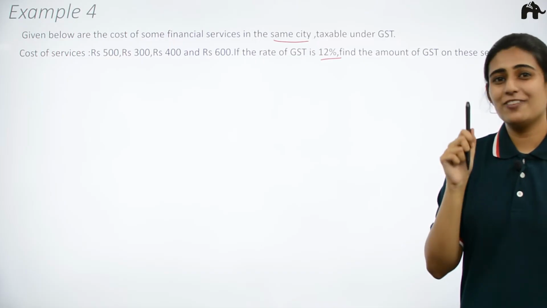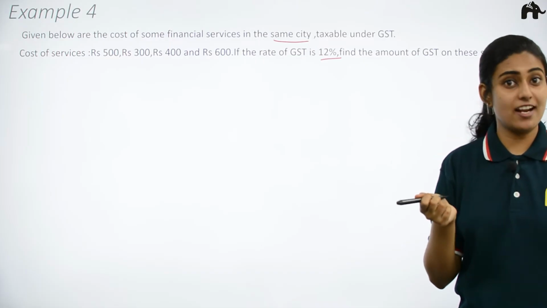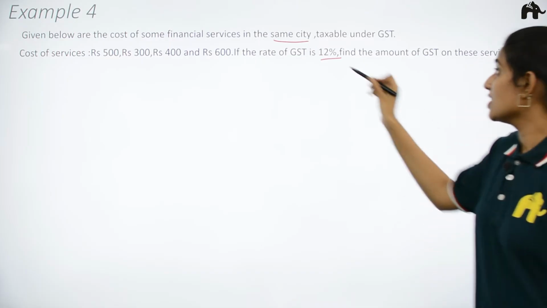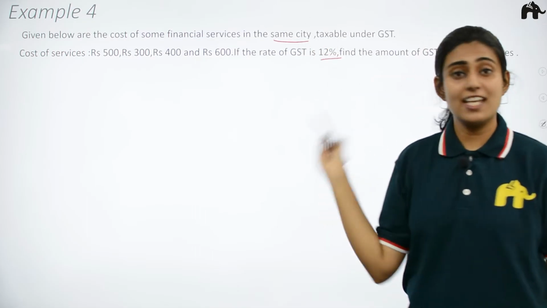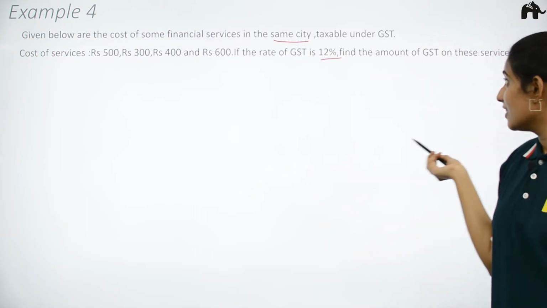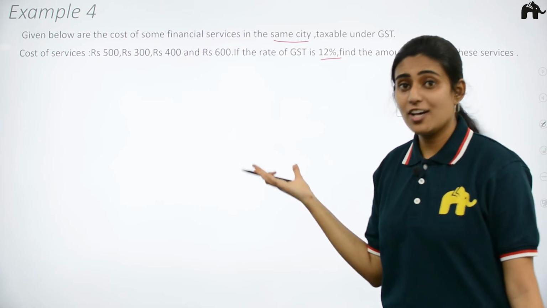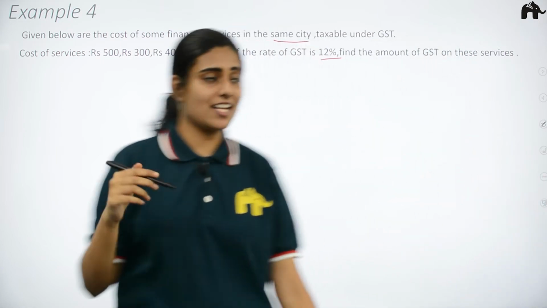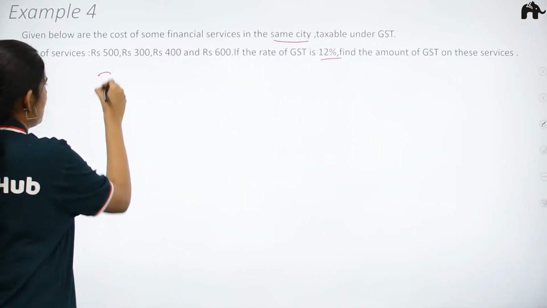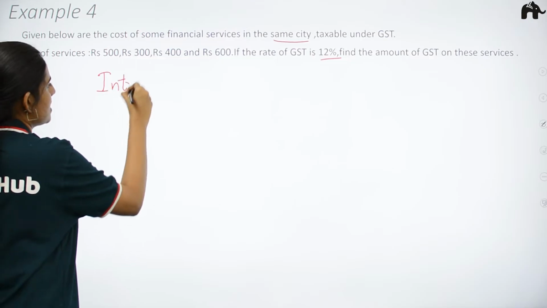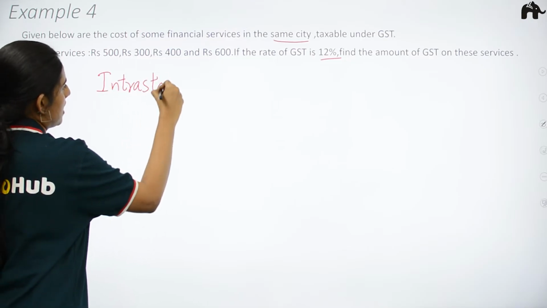Now first step, we need to identify if it is an interstate transaction or intrastate transaction. So it is given within the same city. We can say for sure it is an intrastate transaction. So first step is done. This is an intrastate transaction.